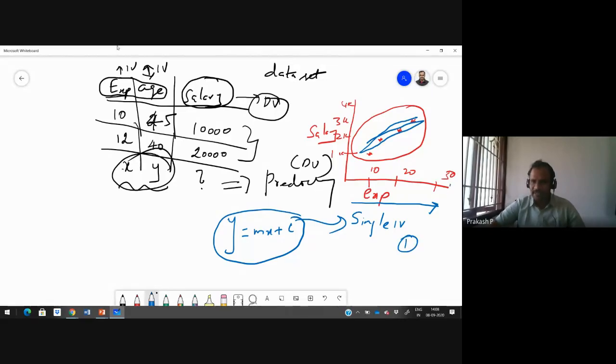For example, my experience becomes 50. What should my salary be? If I draw a curve and extend the curve, I think this may be my salary if I am in year 25. So you all know what M is: the slope. We need to find the slope of the line. That will help us to do this.